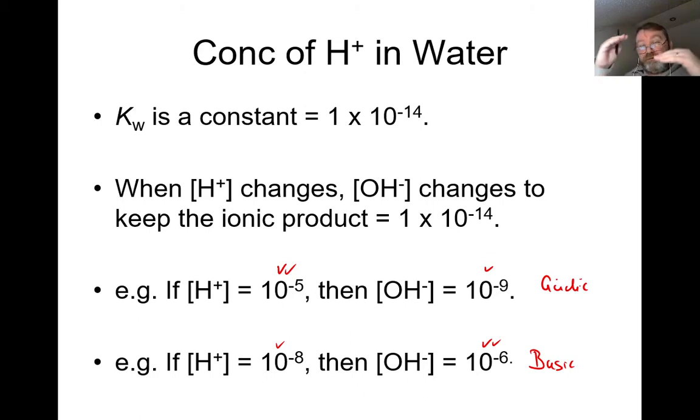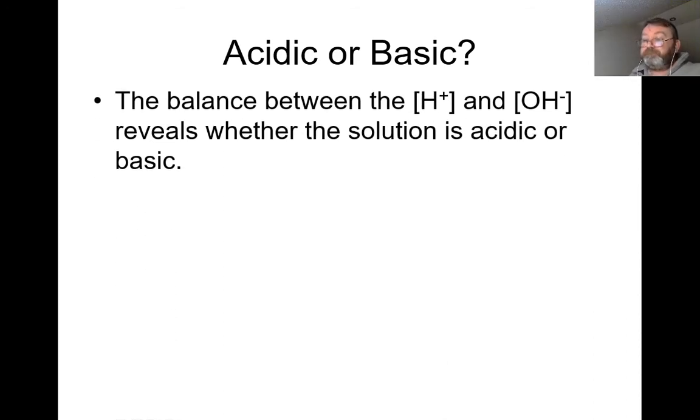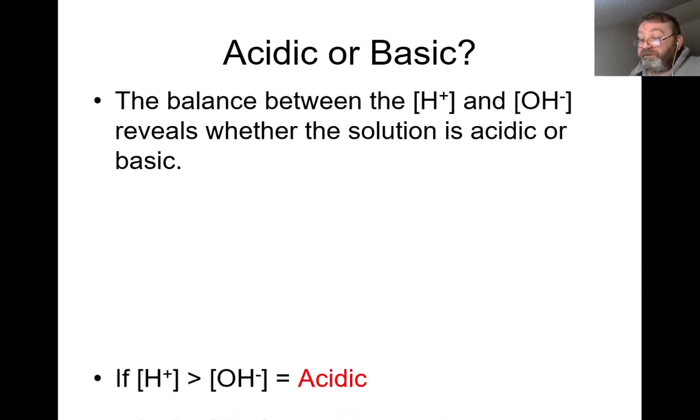When you start to change the powers over the 10, you've got to change them in such a way that they still always add to minus 14. And then all you've got to do after that is choose the one that is the highest value, and that is the one that will give the overall basicity or acidity of that solution. So, the balance between H plus and OH minus reveals whether the solution is acidic or basic.